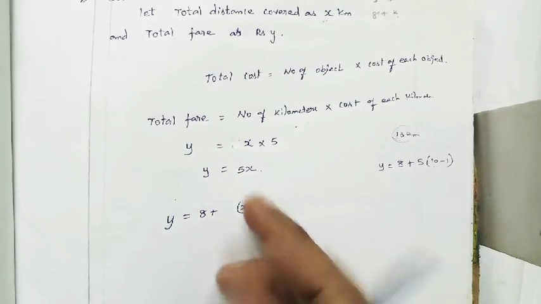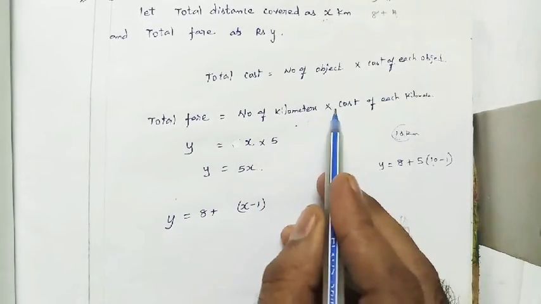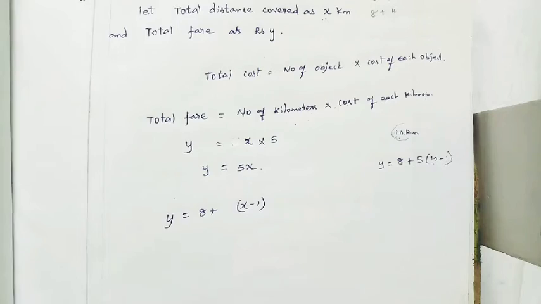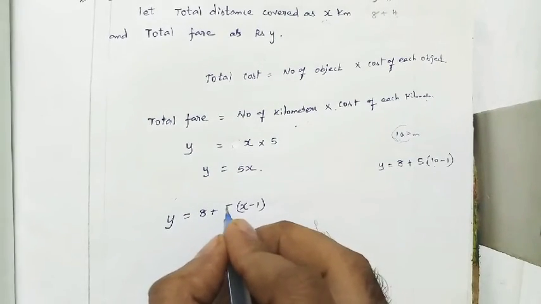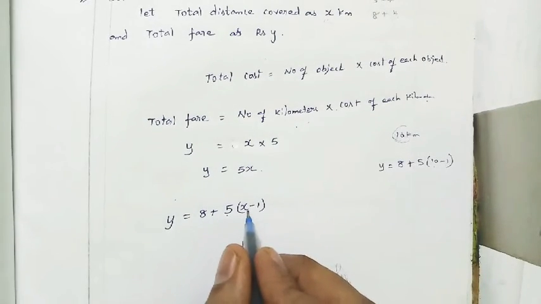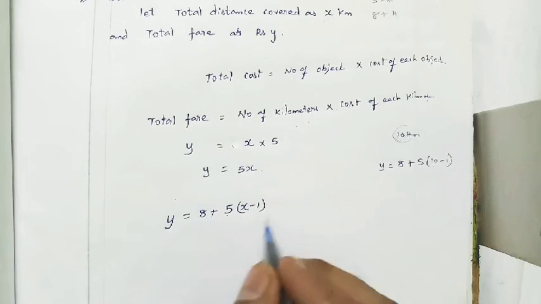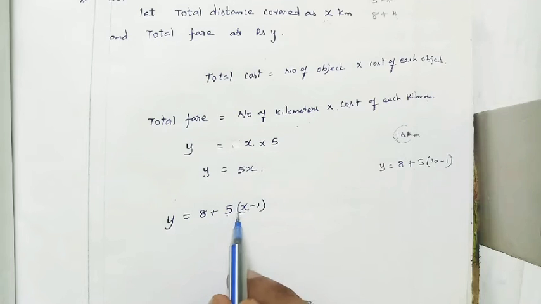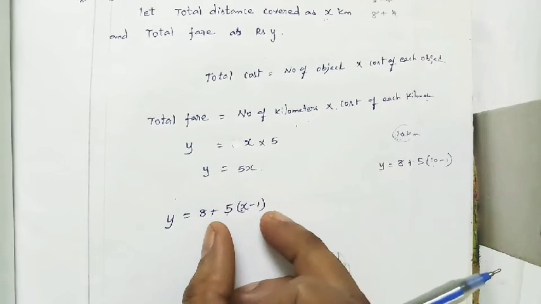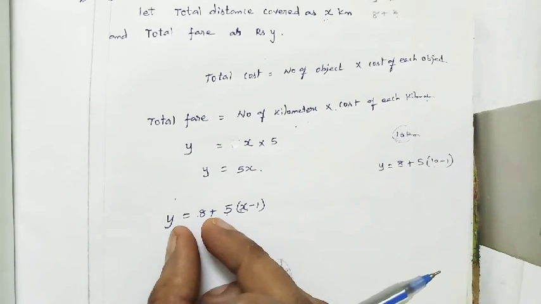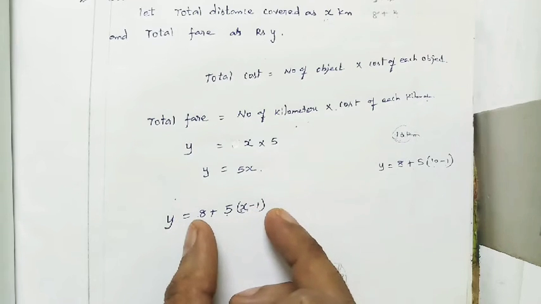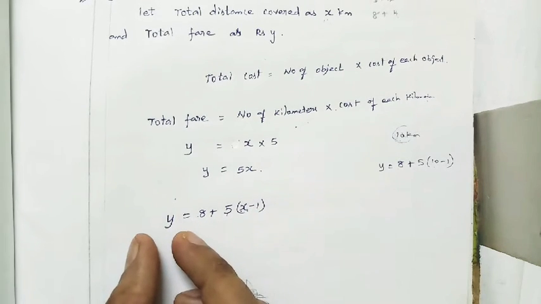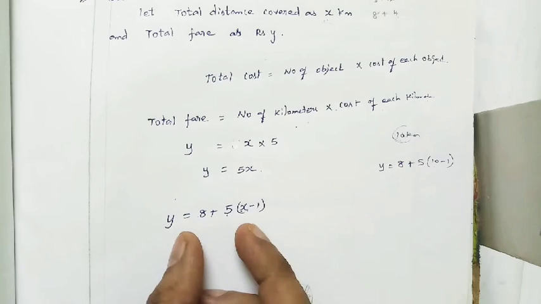This is the number of kilometers into the cost of each kilometer. For each kilometer, what is the cost? 5 rupees. So 5 into x minus 1, plus 8. Suppose x is 20 kilometers, what is it? 19 kilometers into 5, since 20 minus 1 is 19. 19 into 5, for 19 kilometers, and for 1 kilometer it is 8 rupees. We have to add, so by adding all this, we get the total fare for 20 kilometers.